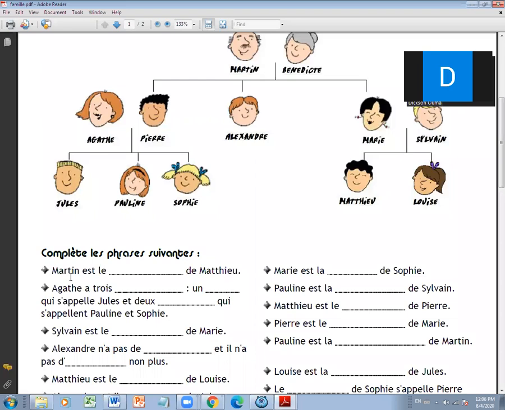Agathe a trois enfants. Three children. Yes, you must understand. Trois enfants. Un fils qui s'appelle Jules et deux filles, F-I-L-L-E-S. Dorcas and Jean, are we together? Just repeat that part. So, Agathe a trois enfants.